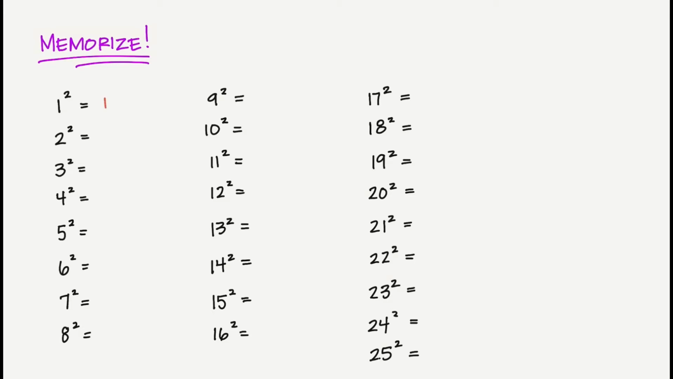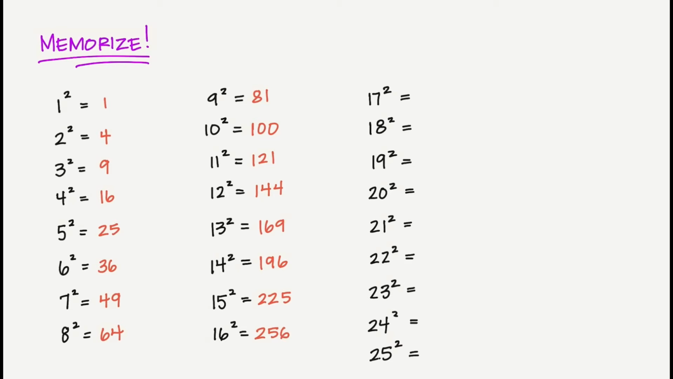So here's a list of the first 25 of them. Let's go ahead and do them. 1 squared is 1, 2 squared is 4, 3 squared is 9, 4 squared is 16, 5 squared is 25, 6 squared is 36, 7 squared is 49, 8 squared is 64, 9 squared is 81, 10 squared is 100, 11 squared is 121, 12 squared is 144, 13 squared is 169, 14 squared is 196, 15 squared is 225, 16 squared is 256, 17 squared is 289, 18 squared is 324, 19 squared is 361, and 20 squared is 400.